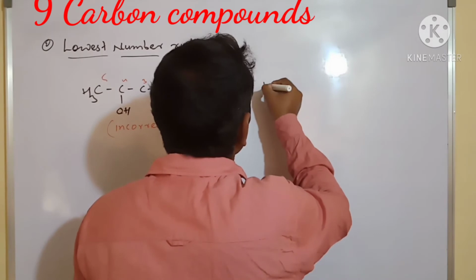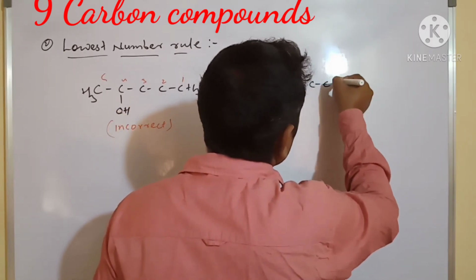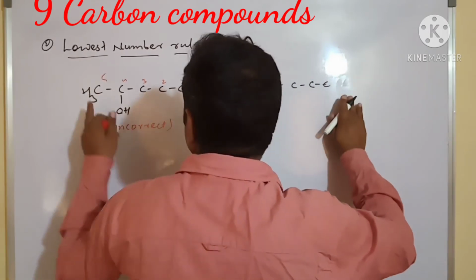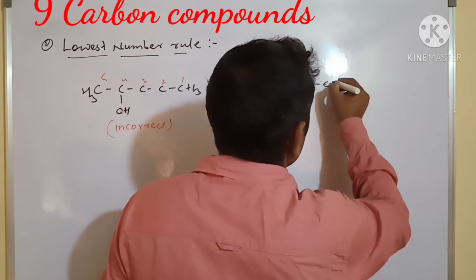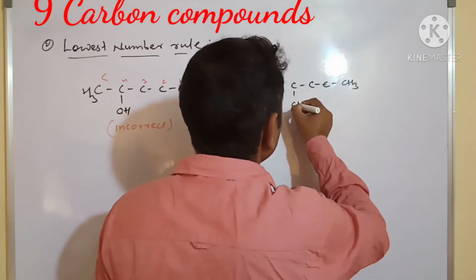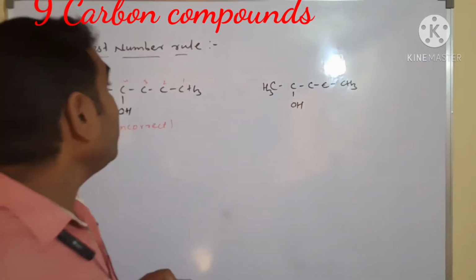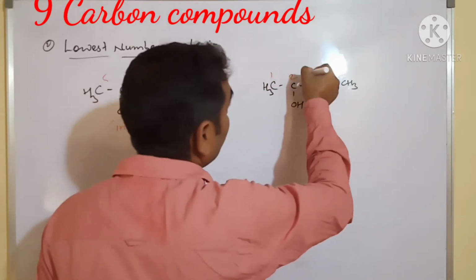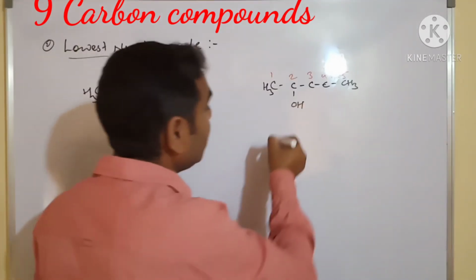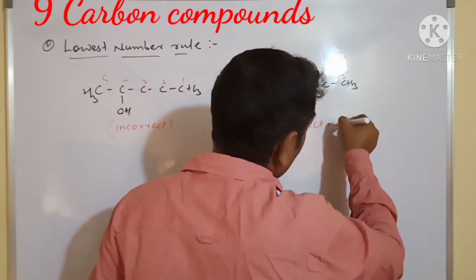Next we have to see the numbering. CH3, C and CH3, CH3. Here is an OH group. We have to give the numbering this way, 1, 2, 3, 4, 5. This is the correct method.